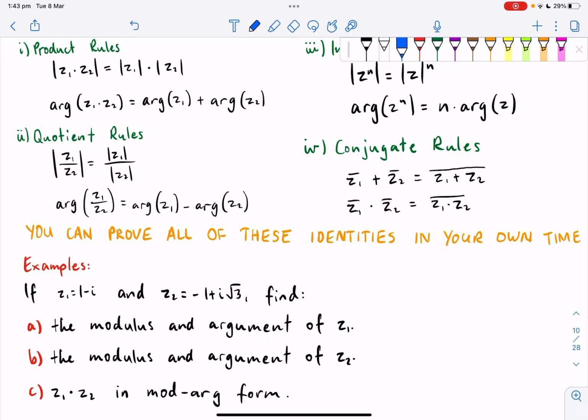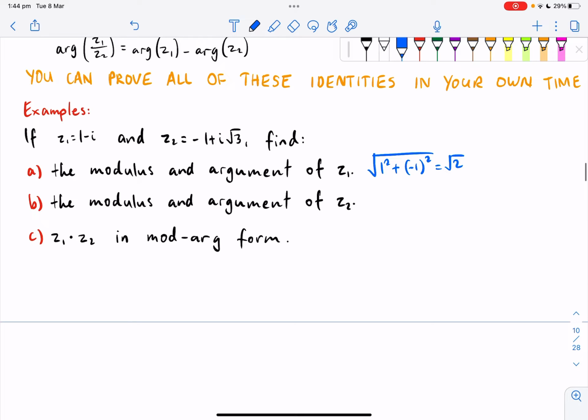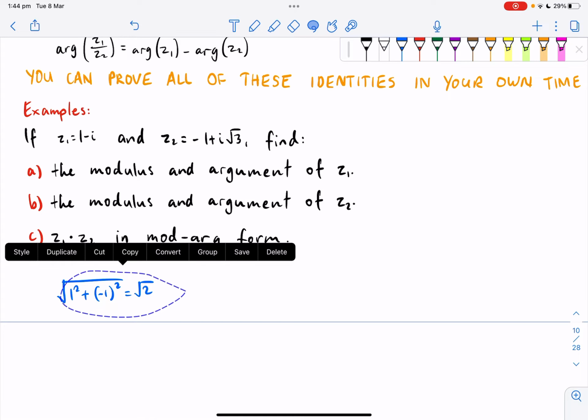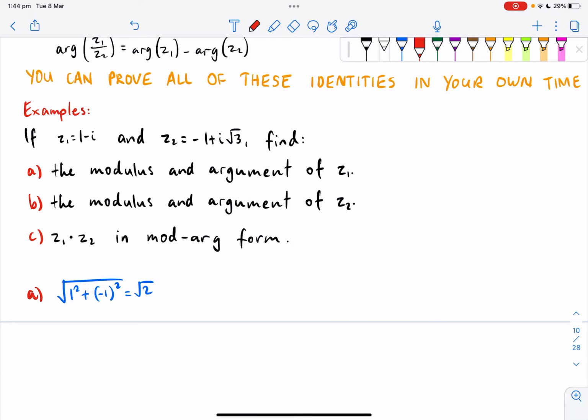Firstly, we need to borrow some techniques from the previous lesson. So the modulus and argument of z1. Okay, so z1, we want to find the distance from the origin. So that's going to be the square root of 1 squared plus negative 1 squared, which equals the square root of 2. I need some space to do this, so we're doing A. Mind you, I should write this a bit more correctly. This is mod z1. So the modulus of z1 is root 2.